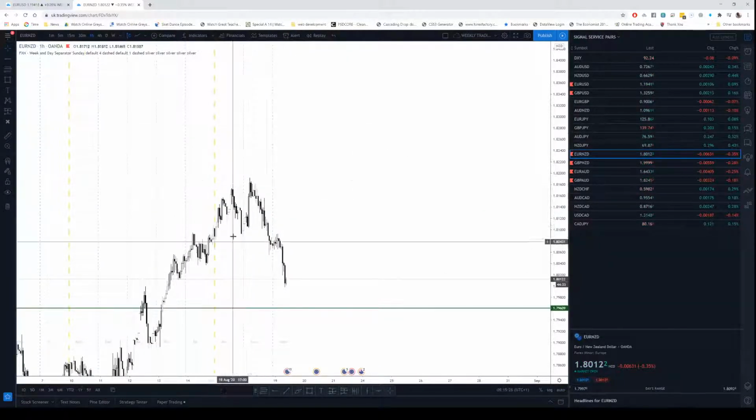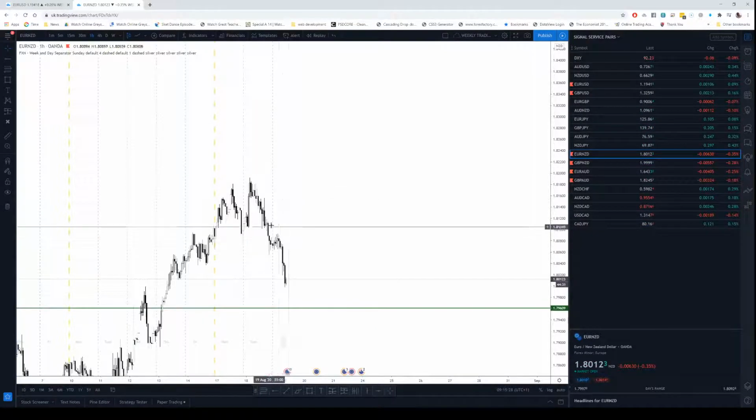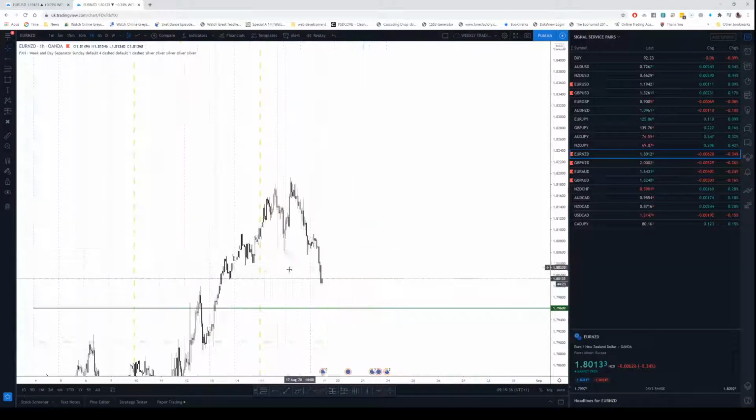Okay, that's the weekly profile. If you spend time studying this, you're going to see a lot of things on the chart. Right? Just spend time to study the weekly profile.